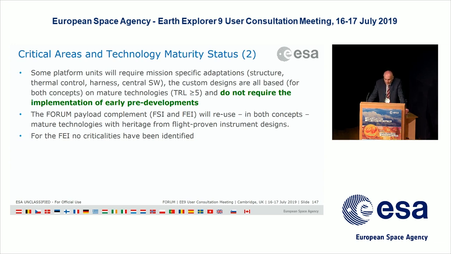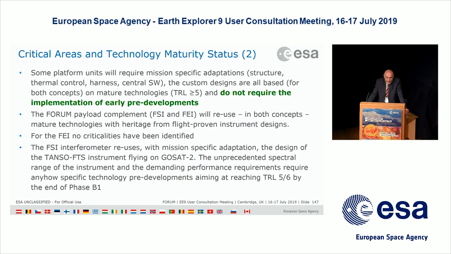For the sounding instrument, the interferometer reuses, with mission-specific adaptation, the design of the FTS that is flying on board the GOSAT-2 mission. Nevertheless, the unprecedented spectral range of the instrument and the demanding performance requirements led to the identification of critical areas requiring specific technology development to reach TRL 5-6 by the end of phase B1 as required.